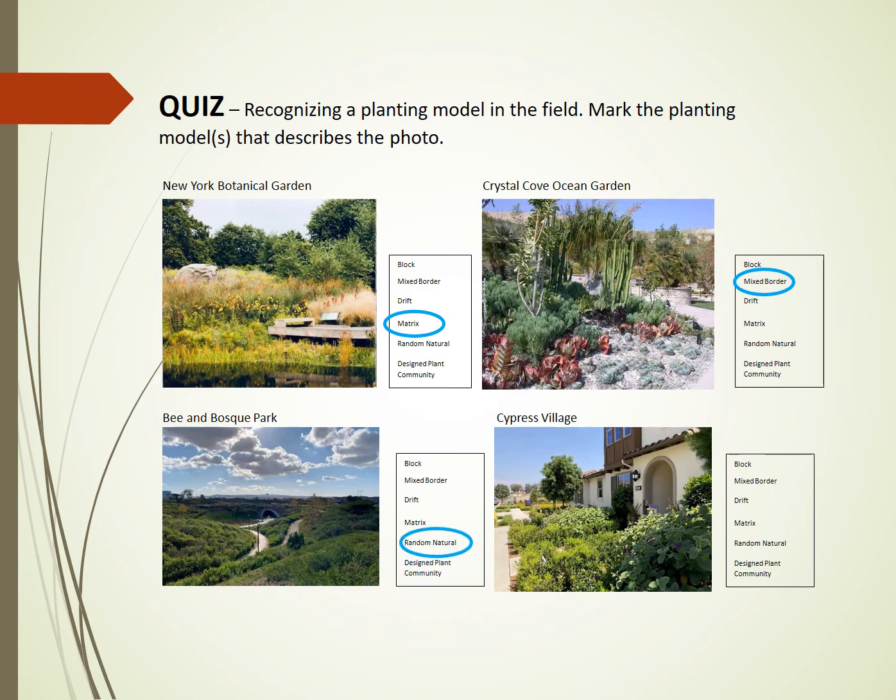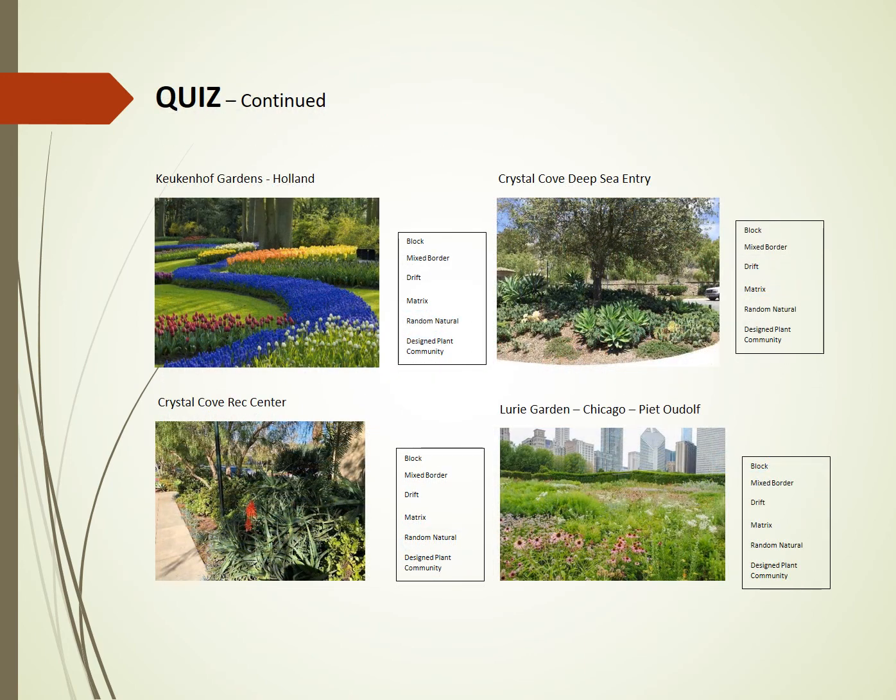The next slide shows the Bee and Bosque Park at part of the Great Park neighborhoods, and it aspires to be a random natural landscape or a designed plant community. It has aspects of both, one could argue. And then the last slide is a front yard from Cypress Village that looks like it could be a drift planting design, but upon closer inspection, it is actually a block planting design model where the plants have been. And the last slide is a continuation of the quiz.